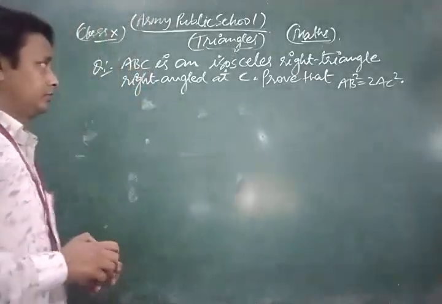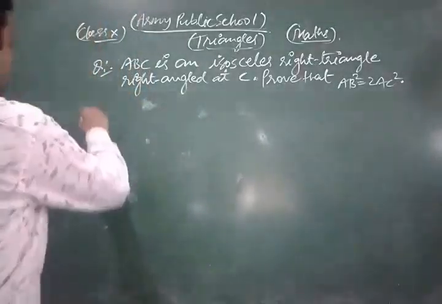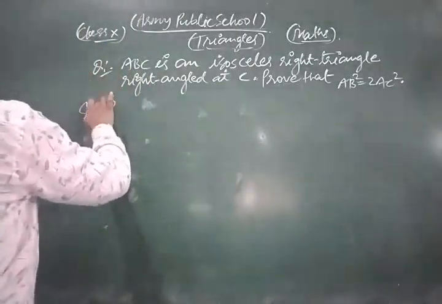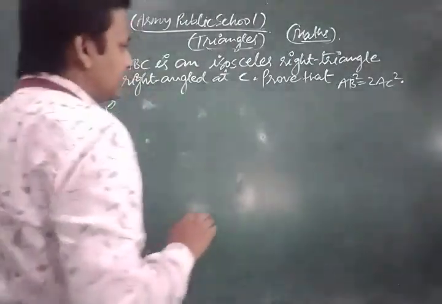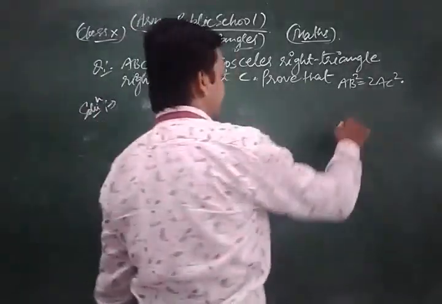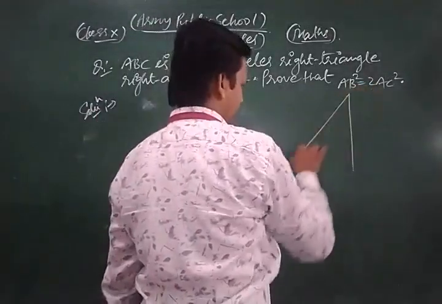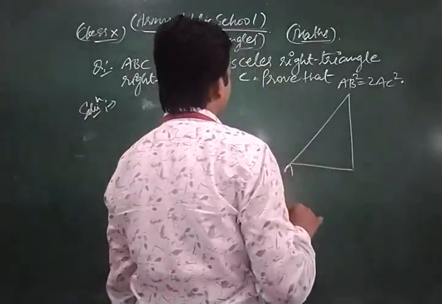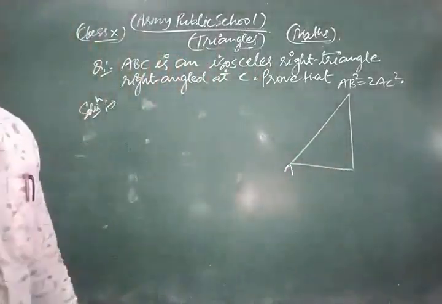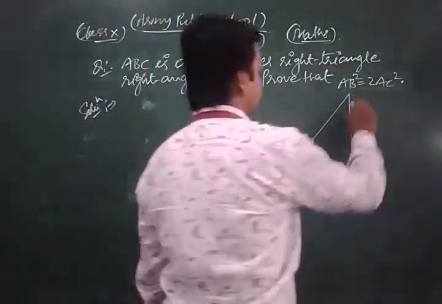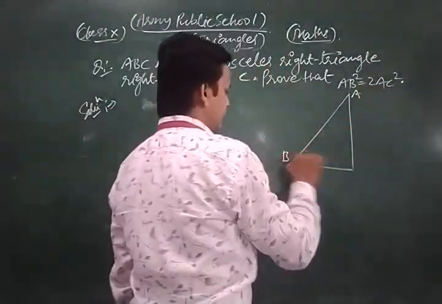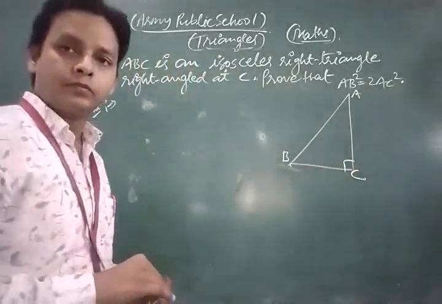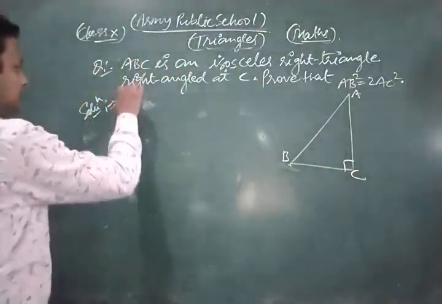Now let's see its solution. Here ABC is an isosceles right angle triangle. Suppose it is right angled at C, dear students. So we take triangle ABC, and right angled at C means angle C is 90 degrees.